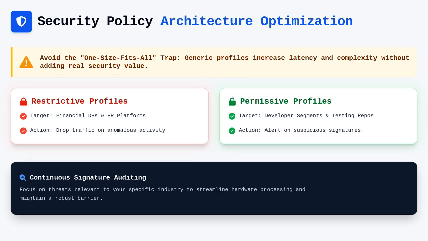You should also constantly audit your signature categories to ensure that you are focusing on the threats relevant to your industry. By refining these actions at the signature category level, you streamline the processing burden on the hardware while maintaining a robust barrier against both known and emerging threats.